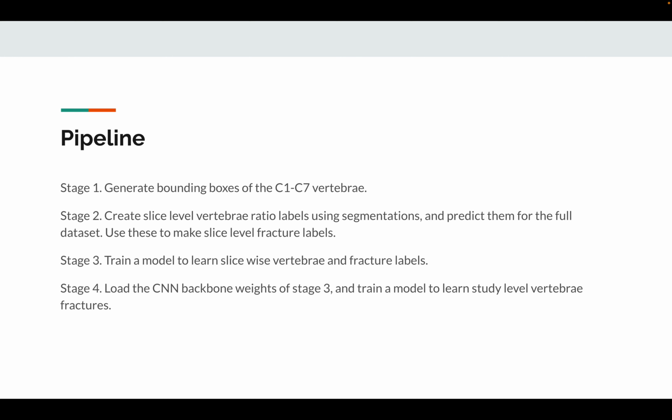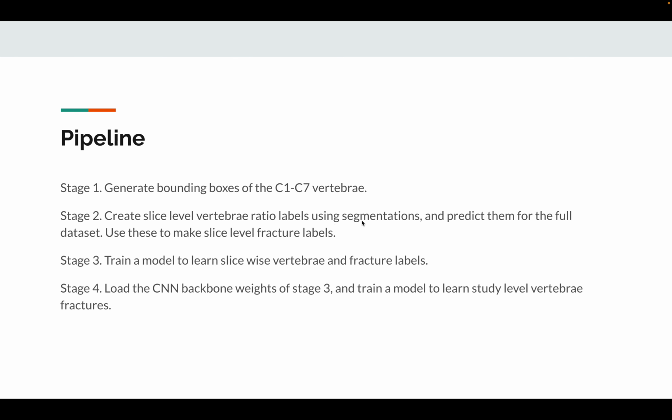So the pipeline, we have four main stages. The first is to generate bounding boxes from the DICOM slices for each of the C1 to C7 vertebrae. We actually do this at slice level, generate these bounding boxes and aggregate them to the DICOM level. Next stage is to create slice level vertebrae ratio labels using segmentations.